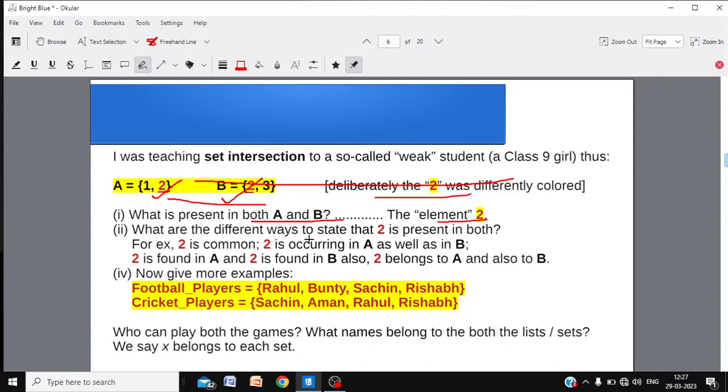What are the different ways to state that 2 is present in both? How can you say that? 2 is common. Yeah, that's allowed. 2 is occurring in A as well as in B. Very good. There's an exercise in grammar. 2 is found in A and 2 is found in B also. 2 belongs to A and also belongs to B. I give more examples: who can play both the games, what names belong to both the lists. And now you have got the technical term intersection. Now you get the intersection rule or the intersection concept.